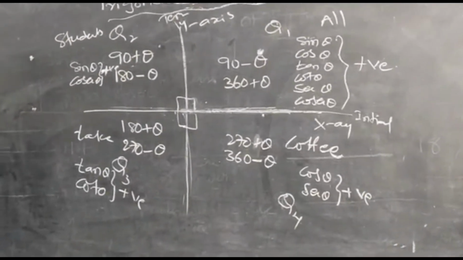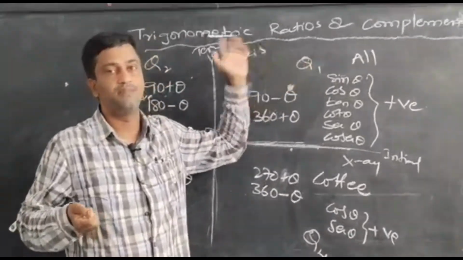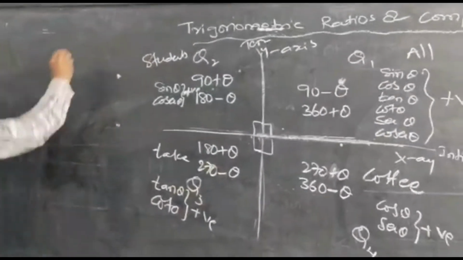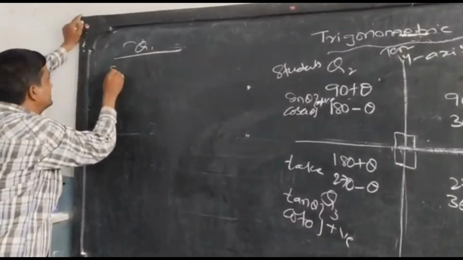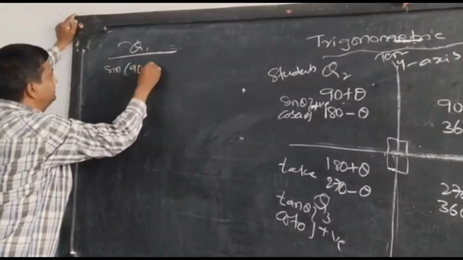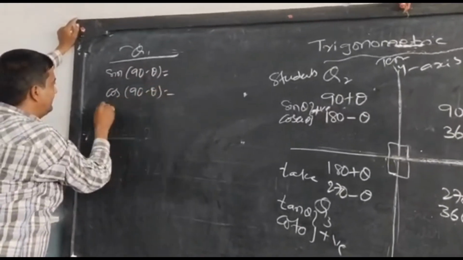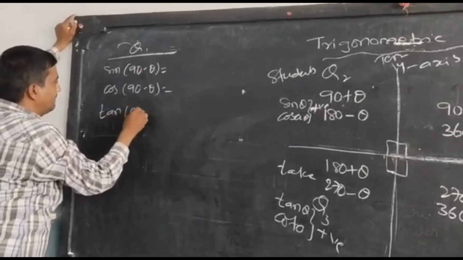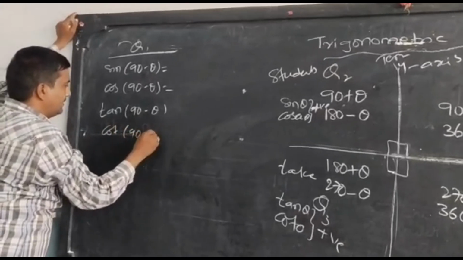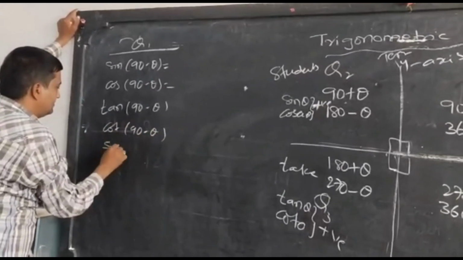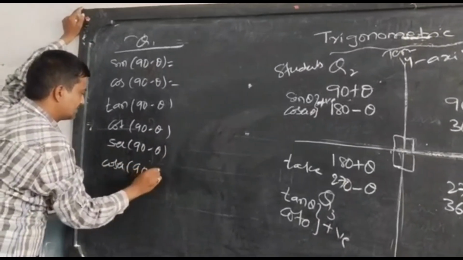Now try to write. See here, every quadrant has 12 formulas. We will discuss the first quadrant. What are the angles in quadrant 1? Sine 90 minus theta, cos 90 minus theta, tan 90 minus theta, cot 90 minus theta, secant 90 minus theta, cosec 90 minus theta.